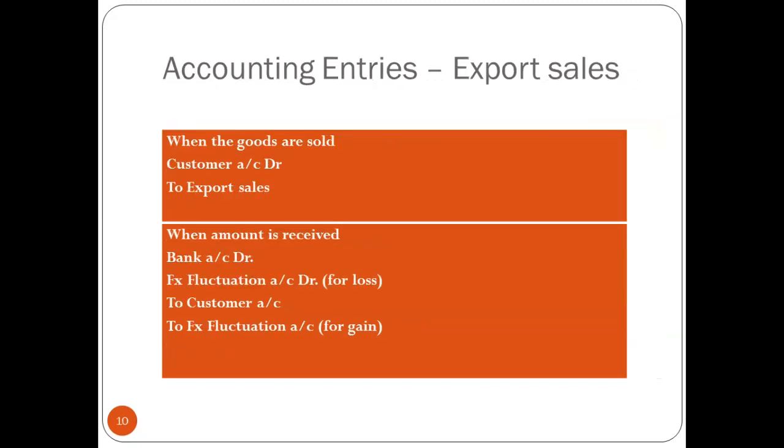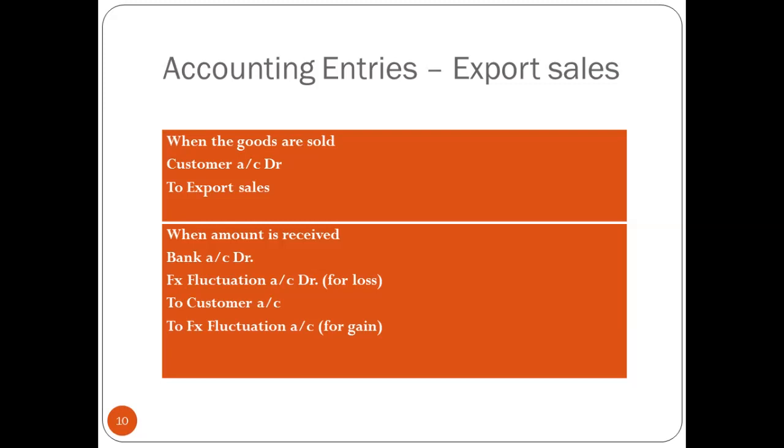Suppose you are an exporter, exporting goods outside India. Whenever you export the goods, that is the initial recognition of the transaction, and the entry will be customer account debit to export sales. When you receive the amount, the basic entry will be bank account debit to customer account. Again, here also, there is a possibility of either gain or loss.